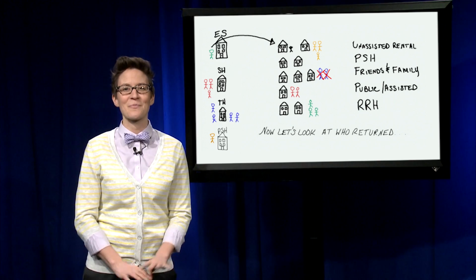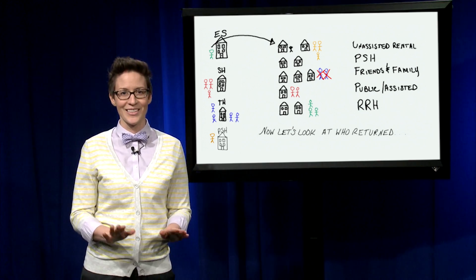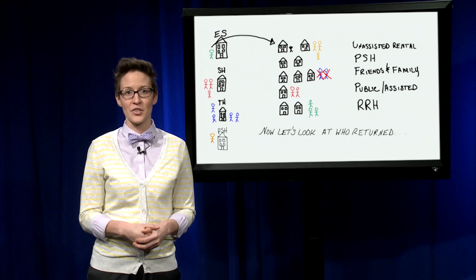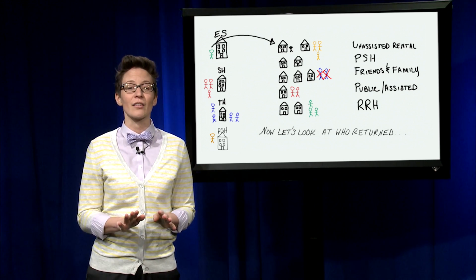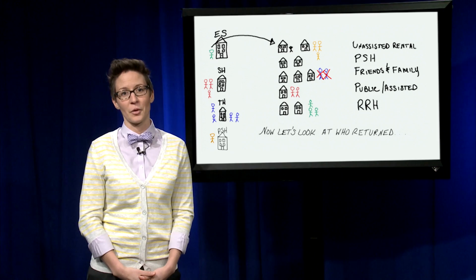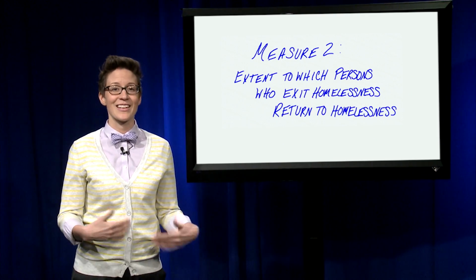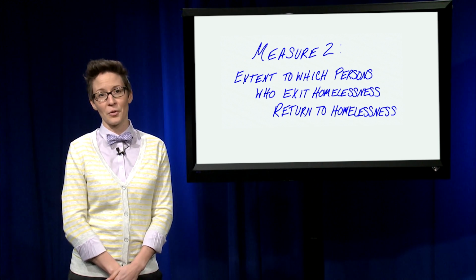These examples only scratch the surface of what you can learn by looking at your data, and it's very easy to get overwhelmed, but don't worry, your analysis does not have to be perfect. But please just get started so you can use the information you've been collecting to improve the outcomes of those experiencing homelessness in your community. So that was measure 2, returns to homelessness, and next up is measure 3, number of homeless people.